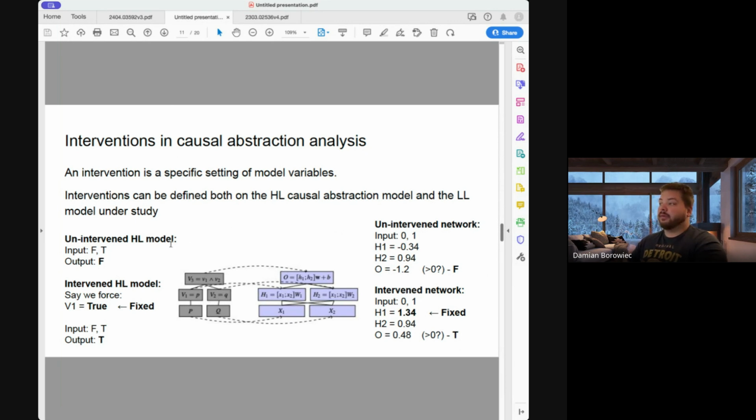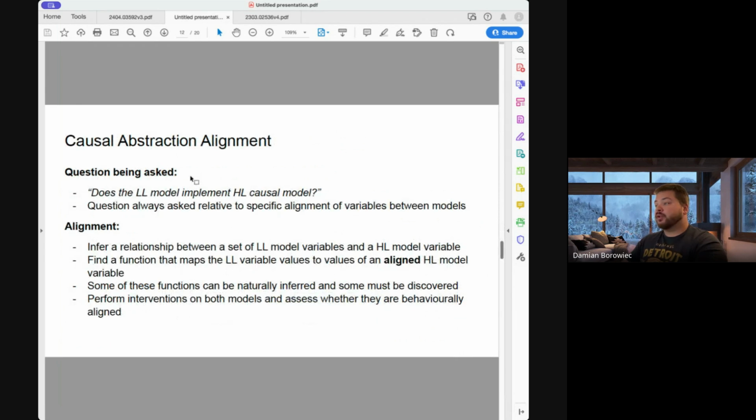So that's how we would understand interventions. So what is causal abstraction alignment? Say we ask a question like, does this low-level model implement the high-level causal model? And this question has to always be asked in this analysis relative to the specific alignment of the variables between these two models.